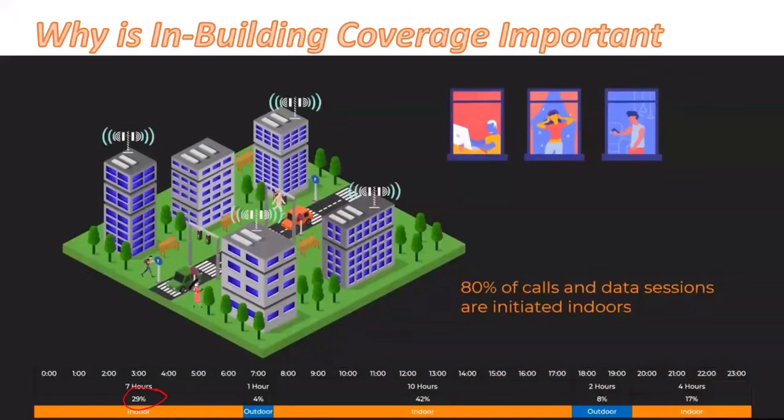Then 7 to 8, maybe a 1 hour commute, that is 4%. Then 8 to 17, or 8 to 5 p.m., we will remain indoors, that is 42%. And after 17 to maybe 19, 2 hours again commute, so again outdoor. And then from 19 to 11 p.m. we are indoors, right? So if you see the typical life of a professional, just 12%, 4% here and 8% here, is spent outdoors. That's why we need an in-building solution.